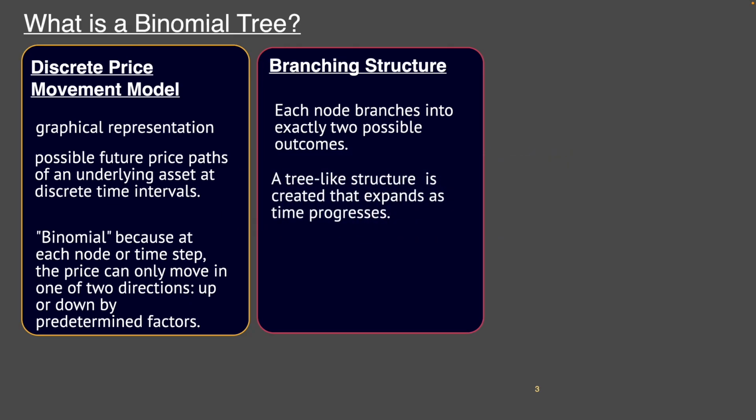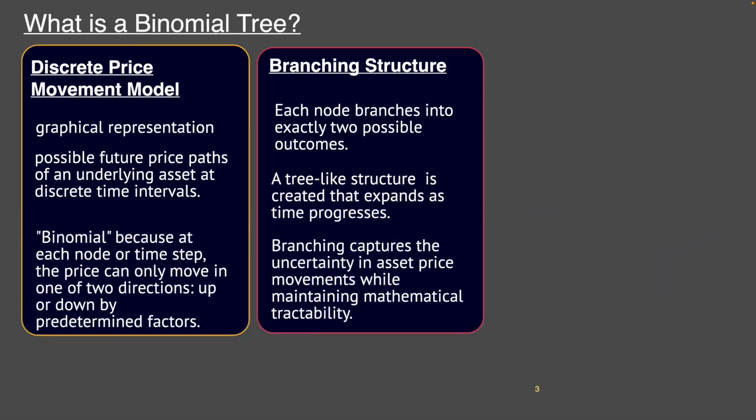So here a tree-like structure is created, which expands as time progresses. We should understand that this branching methodology captures the uncertainty in the asset price movements, but at the same time it will help you maintain the mathematical traceability of the price of the underlying.